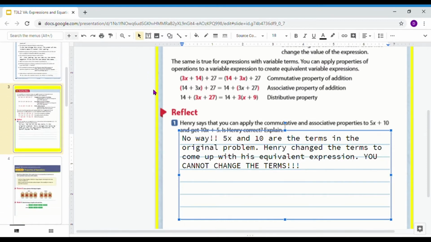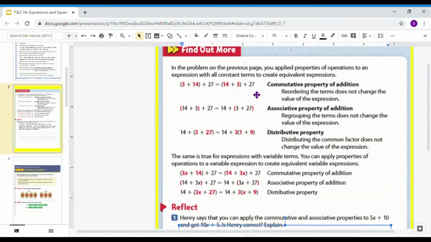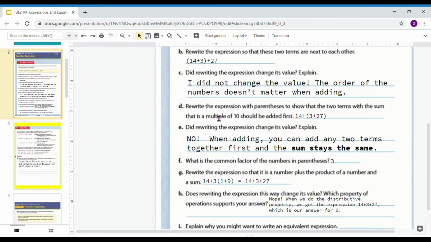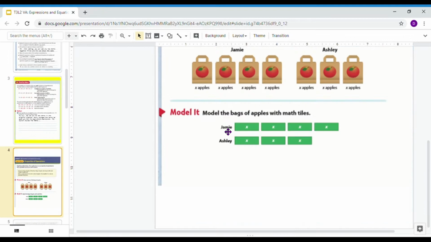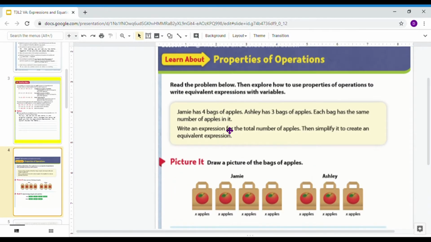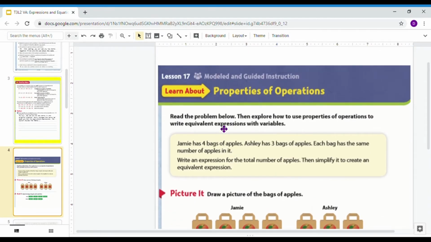So reminder, slide 3 is your note slide talking about the commutative properties. The first slide, the review slide, really breaks it down, so this might be another spot where you could find some good support. So let's get right into our modeling and guided instruction.